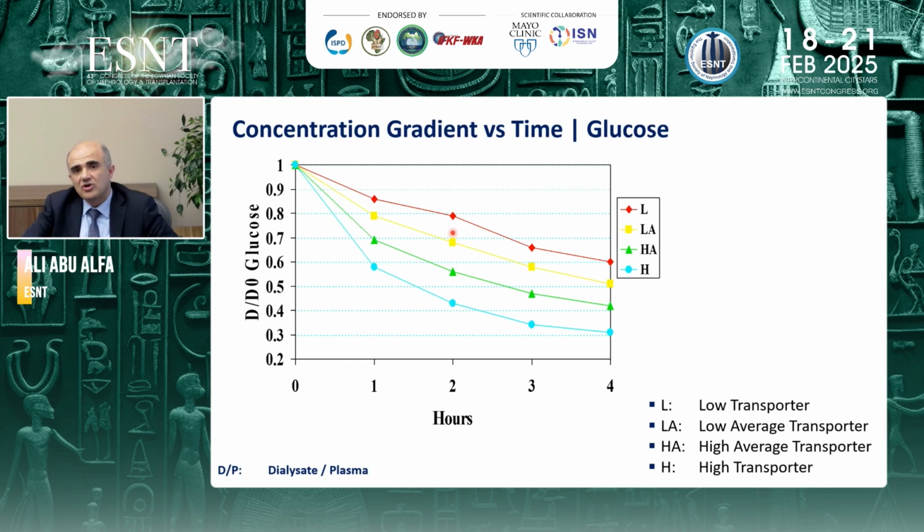Big difference. So here is the interplay between solute clearance versus glucose dissipation, or loss of the gradient, and the one that matters most is the glucose gradient dissipating, because that's what we need. You need fluid removal.